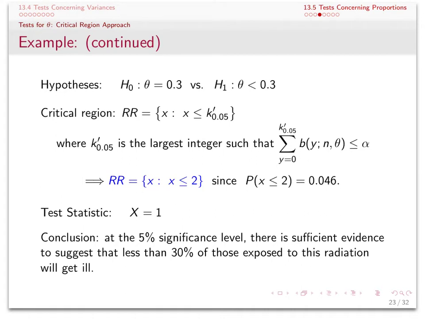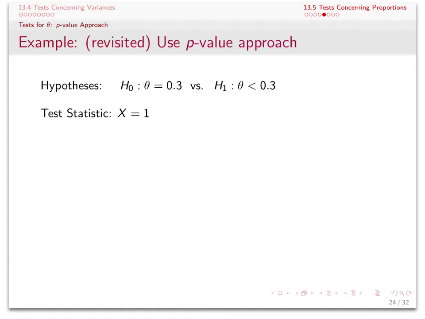At this stage, you might be thinking that that last approach, using our critical region, required an enormous amount of work because we had to add up all of those probabilities until we found something less than alpha. So let's revisit that same example, and we'll use the p-value approach instead. Here, again, our null hypothesis is that theta is equal to 30% versus the alternative, which says theta is strictly less than 30%.